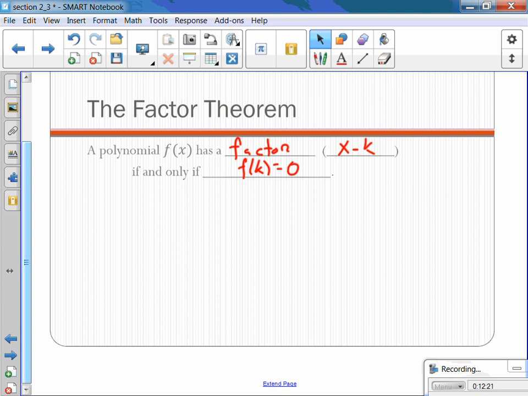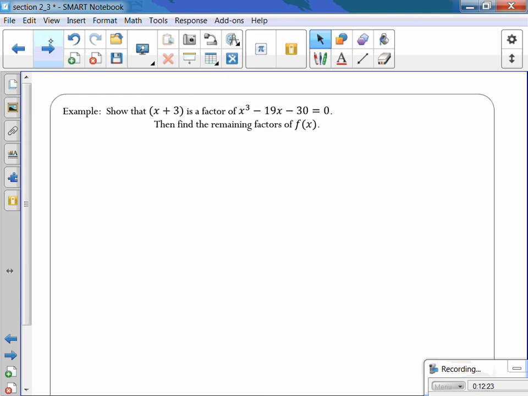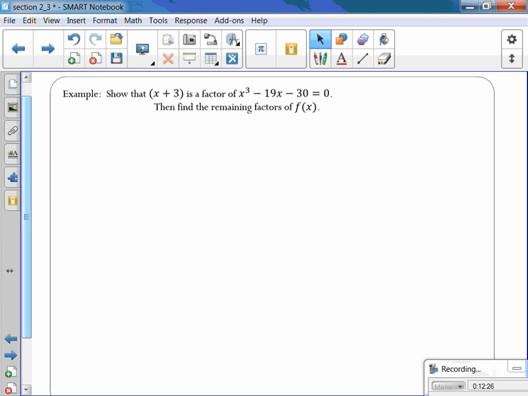So for instance, here we want to show that x plus 3 is a factor of x cubed minus 19x minus 30, and then find the remaining factors. So, my x minus k, in this case that k would be a negative 3, and then my coefficients of my dividend, we have 1 for our x cubed, nothing for our x squared, so we put in that 0 placeholder, negative 19 for x, and then a negative 30.